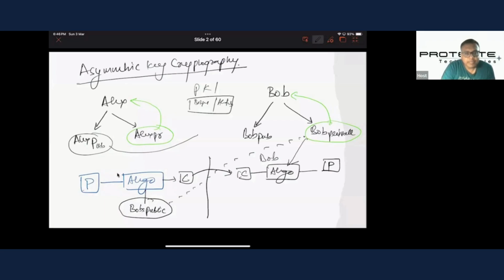Now, the number of keys required between the same number of people, if there are 8 people who want to communicate, is 2n. That is 2 into 8, which is equal to 16. You just need 16 keys, right?